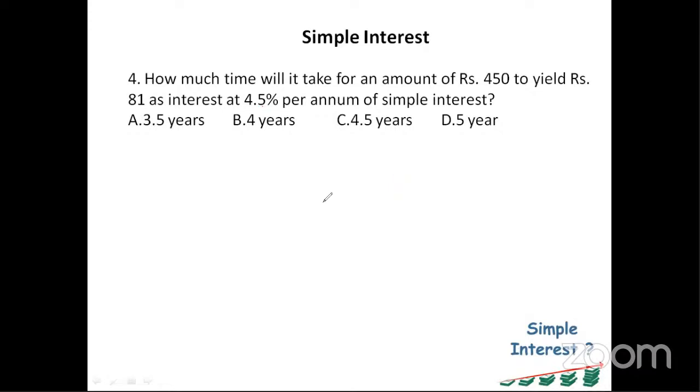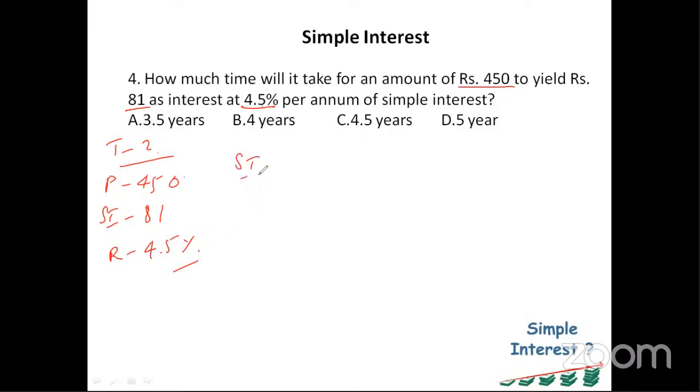How much time will it take for an amount of rupees 450 to yield rupees 81 as interest at 4.5% per annum? They're asking for time, so we have to calculate time. What is given? Amount of rupees 450, which means P is already given, 450. To yield rupees 81, which means simple interest is equal to 81. And the rate is also given, 4.5%. So let us calculate.